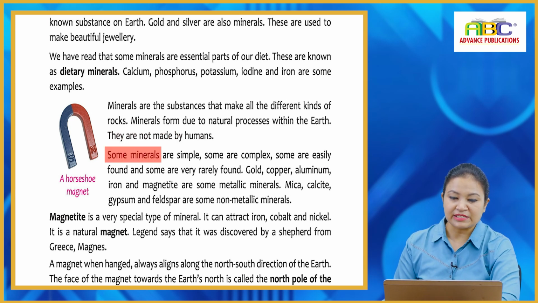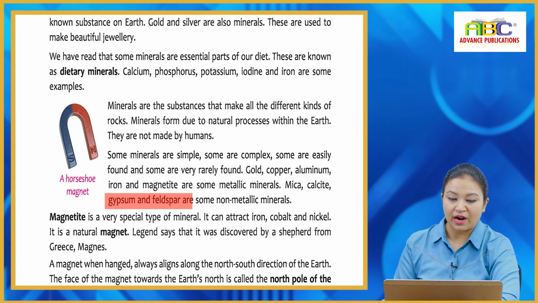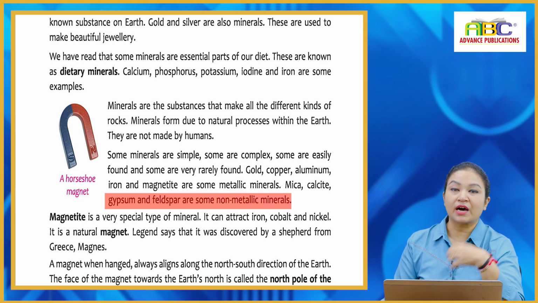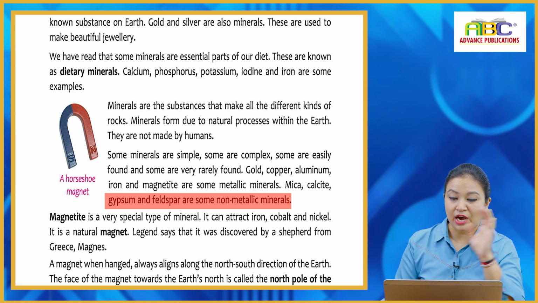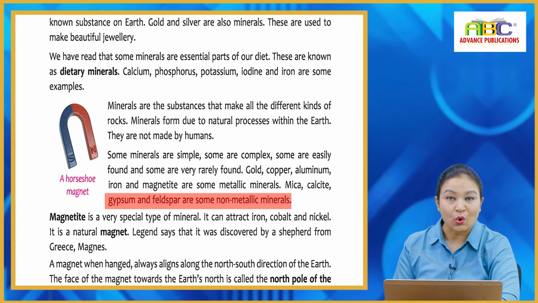Some minerals are simple, some are complex, some are easily found and some are very rarely found. Gold, copper, aluminium, iron and magnetite are some metallic minerals. Mica, calcite, gypsum and feldspar are some non-metallic minerals. Some minerals are metallic and some are non-metallic. Like iron and magnetite are metallic, and mica, calcite, gypsum are non-metallic.